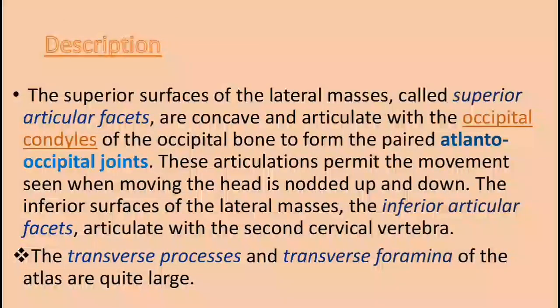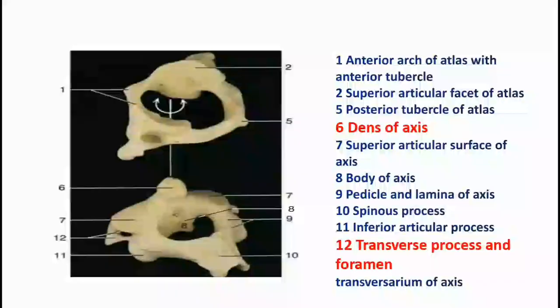The superior surfaces of the lateral masses, called superior articular facets, are concave and articulate with the occipital condyles of the occipital bone to form the paired atlanto-occipital joint. These articulations permit the movement seen when the head is nodded up and down. The inferior surfaces of the lateral masses, the inferior articular facets, articulate with the second cervical vertebra. The transverse processes and transverse foramina of the atlas are quite large.